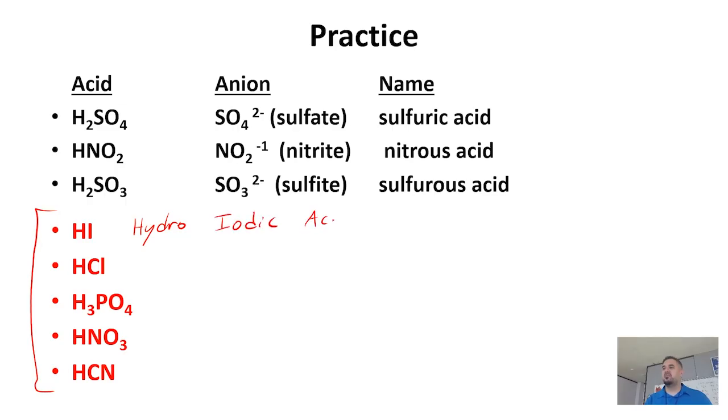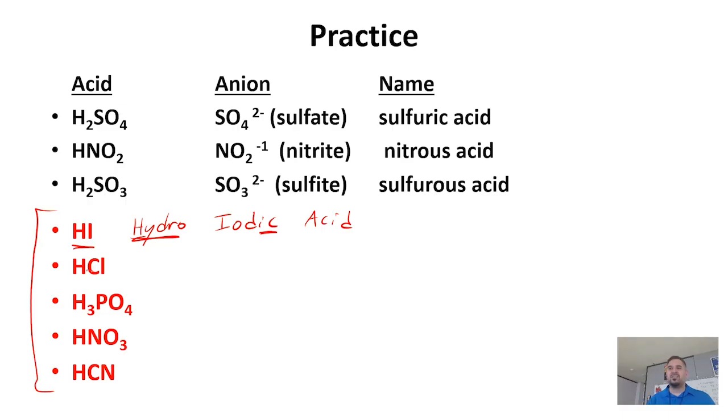Hydroiodic acid. All right, so here's how we're solving these. First thing we want to do is look at it. We want to say, is this an oxyacid or a binary? So for the first one, it was binary. That's why we use the word hydro. And then we add the IC to the end of iodine.